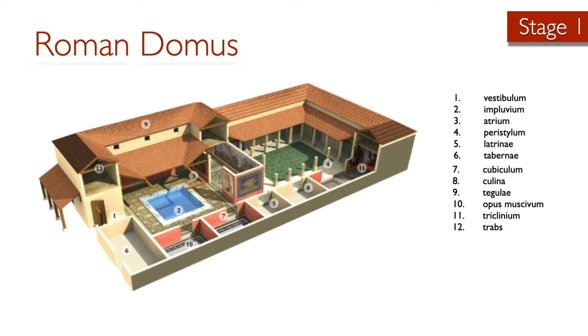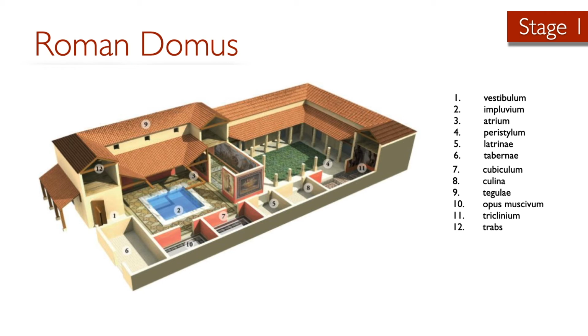Now notice number 4 is referred to as a peristilum, and this is a garden area. The word peristilum literally means styluses that go all the way around the garden. And it's a great place to entertain, to have a little garden of your own, to host parties, or even dramatic readings. You also have a culina, number 8, that's your kitchen.